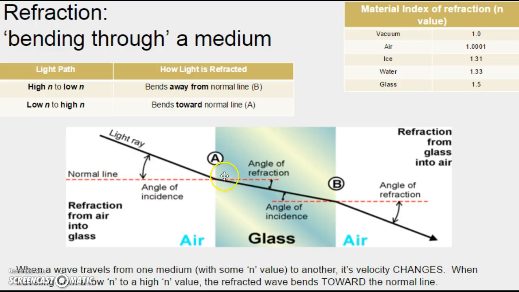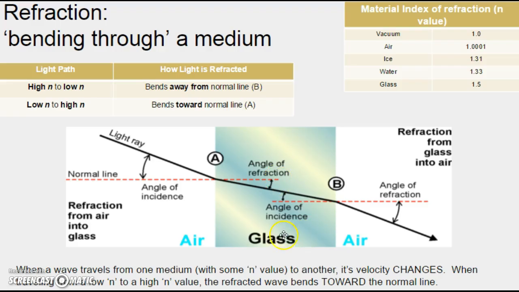So normal is perpendicular. The rule is that if it travels from a low N value of air, right? I get air is 1.0001, which is lower than that of glass. Glass is 1.5. So I have a low into a high. It's going to bend towards the normal line. Notice the refraction is towards this line here.